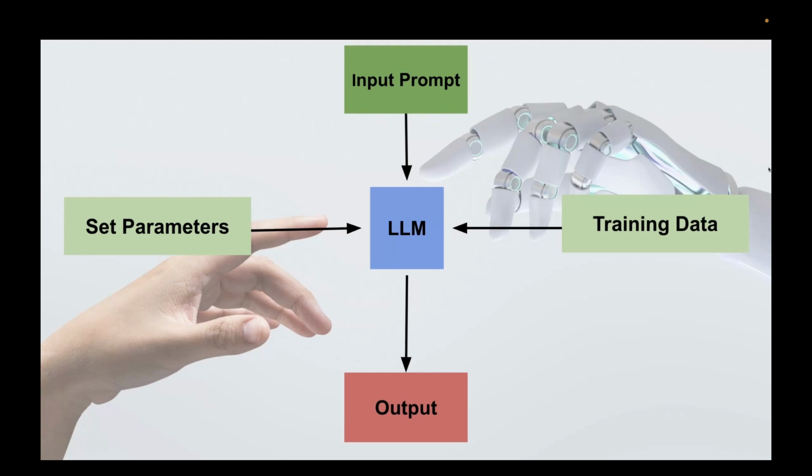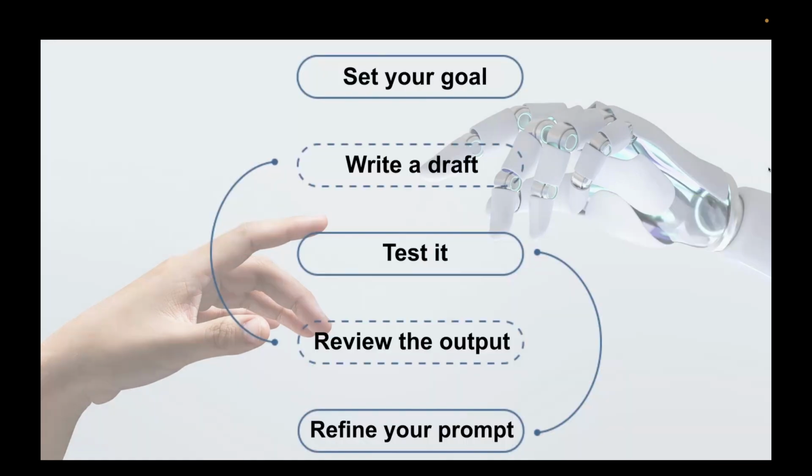In order to do that, there are basically 6 steps. The first thing you need to do to make a good prompt is to set your goal first. You need to know what you want the AI to generate. A clear goal gives your prompt purpose. The second thing is you need to write a draft. It could be just a rough thing. You can just put your thoughts into words like, this is what I want the AI to generate. Then you should test that draft and review the output.